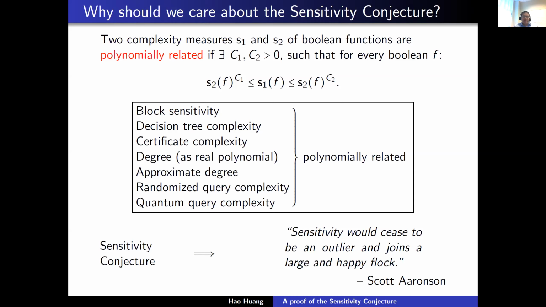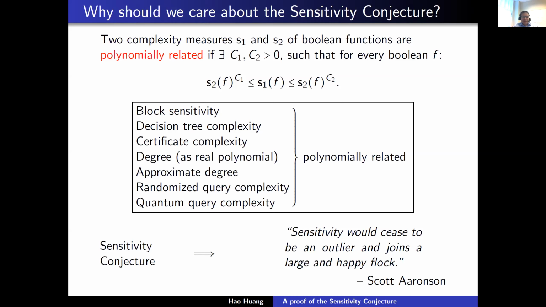So it turns out that all those complexity measures are polynomially related. Here, when I say two complexity measures are polynomially related, I mean that you can find two positive constants C1 and C2, such that you can bound one complexity measure from above by the other complexity measure to the power of C2 and from below by the other measure to the power of C1. Before this result, the only exception was the sensitivity. If the sensitivity conjecture is true, then in Scott Aaronson's words, sensitivity will cease to be an outlier and join this large and happy flock.